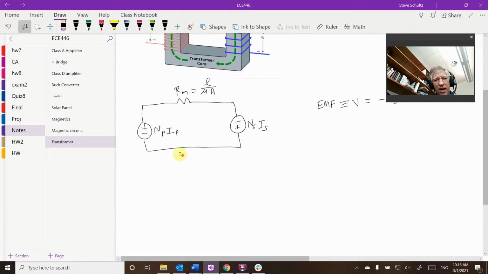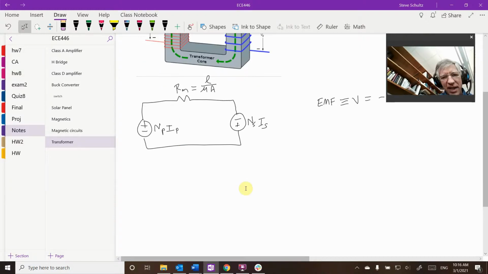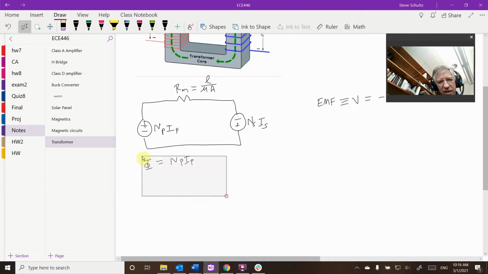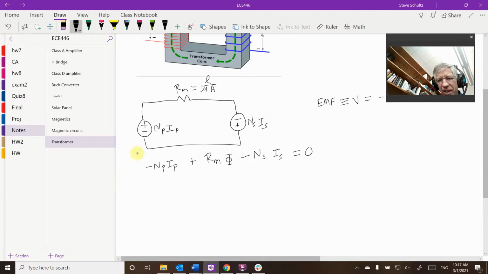I'm going to look at my magnetic circuit right here and solve my magnetic circuit. I have my flux, which is equal to my N primary, I primary. Well, let me just do this as a full circuit. Let's just do a KVL, which applies just as well here. So I have minus N_P I_P plus my reluctance times my flux minus my N_S I_S equals 0. So I did KVL around this loop.